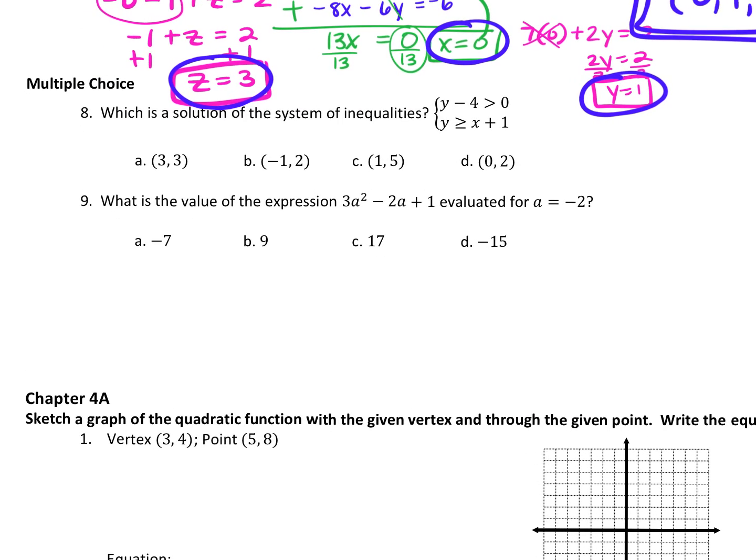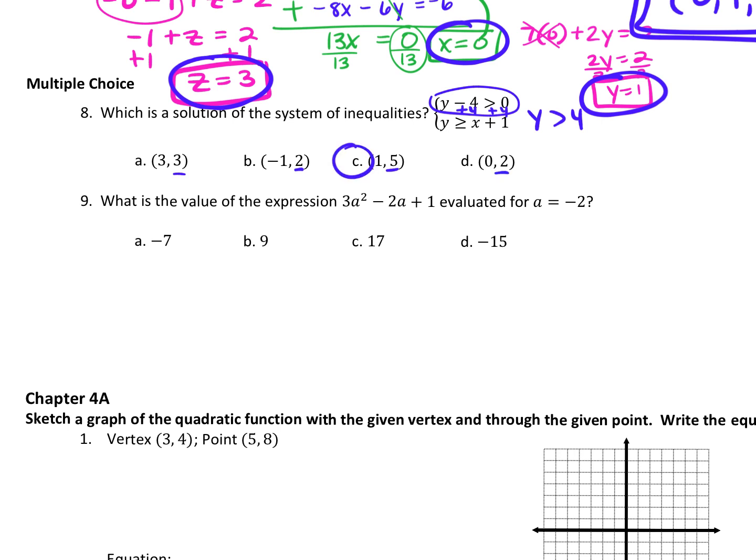All right, number 8. Which is a solution to the system of inequalities? You have a couple options here. You could plug in values for this, or you could solve. Like, for instance, if I take this and I add 4 to both sides, this is saying y has to be greater than 4. Well, the only one of these that has a y value that's greater than 4 is this one. So that's really the only option.